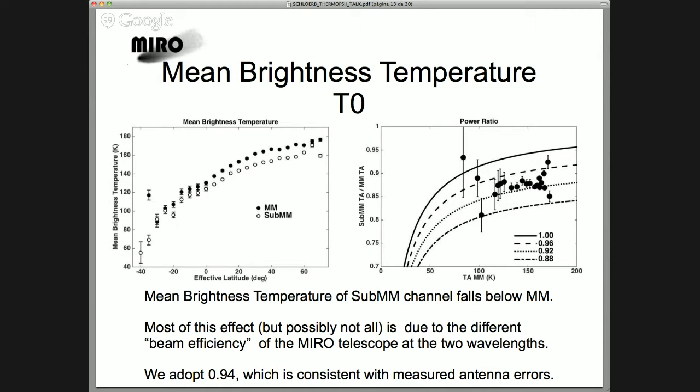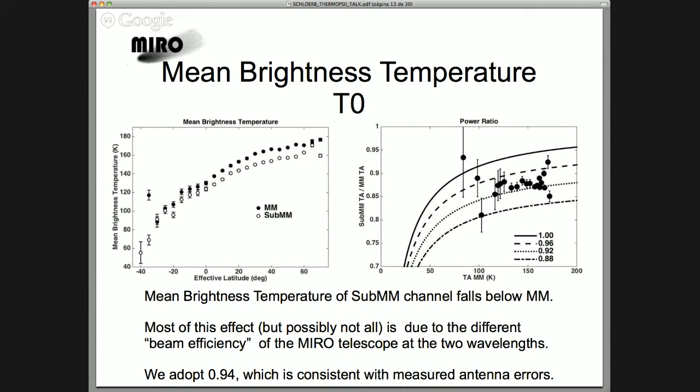So let's look at some of the results of the phase curve fit in a little more detail. Here is a plot of the mean brightness temperature as a function of the effective latitude for the millimeter and the submillimeter data. What we see is that there's a difference between the submillimeter and the millimeter mean brightness temperature. Now, most of this, and we're still debating how much, but possibly all, but most, I would say, is due to an effect of our instrument, something called the beam efficiency of the telescope. The surface of the telescope has errors that cause the shorter wavelength efficiency to be less than that of the longer wavelength efficiency.